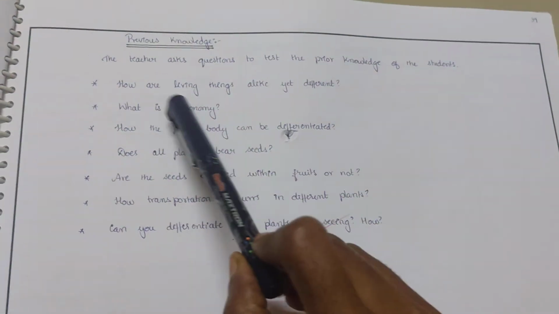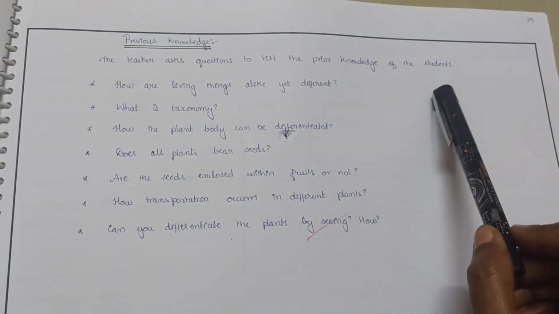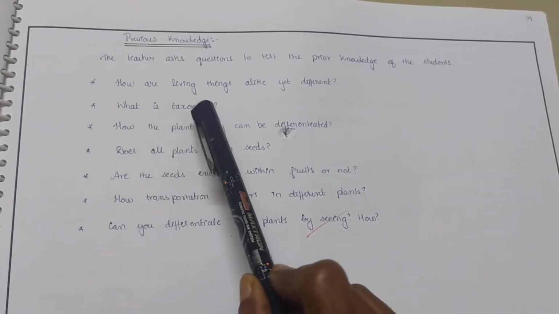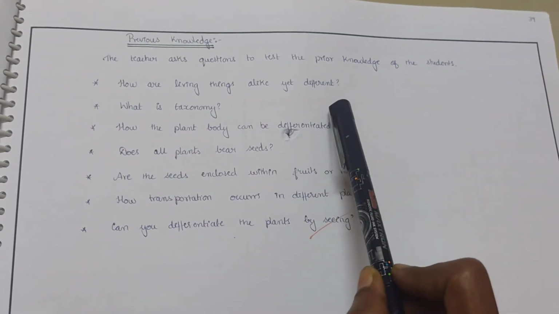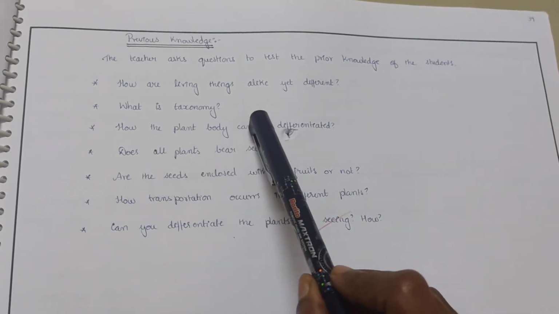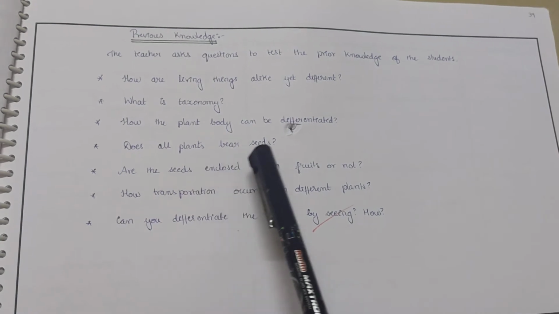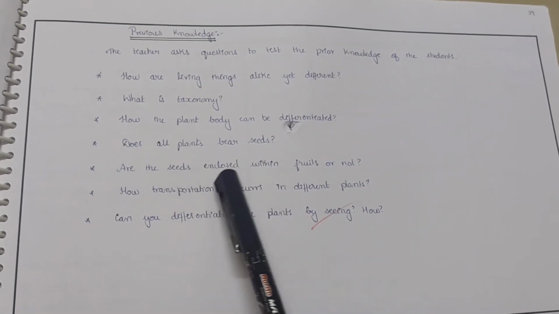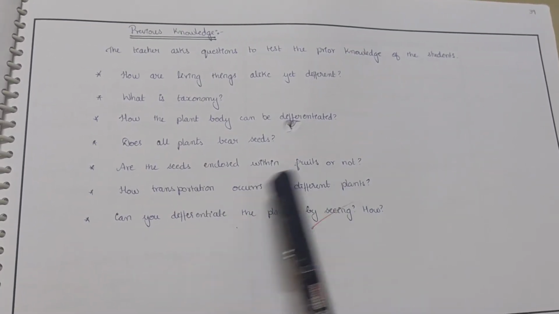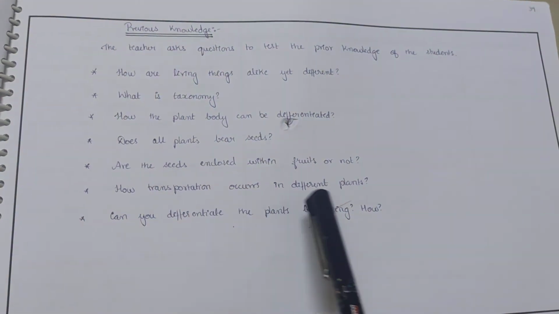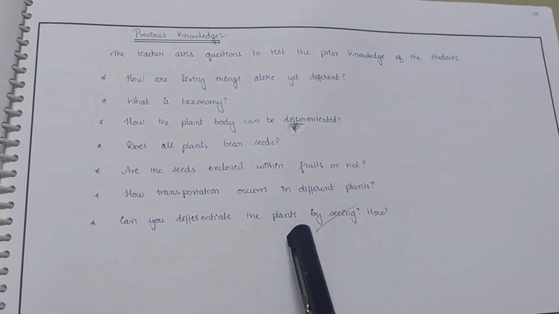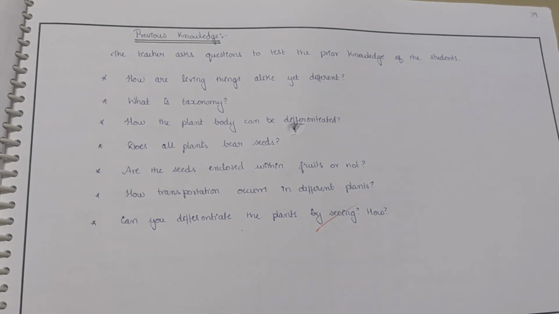Previous knowledge. The teacher asks questions to test the prior knowledge of students. How are living things alike yet different? What is taxonomy? How can the plant body be differentiated? Do all plants bear seeds? Are the seeds enclosed within fruits or not? How does transportation occur in different plants? Can you differentiate the plants by seeing, and how?